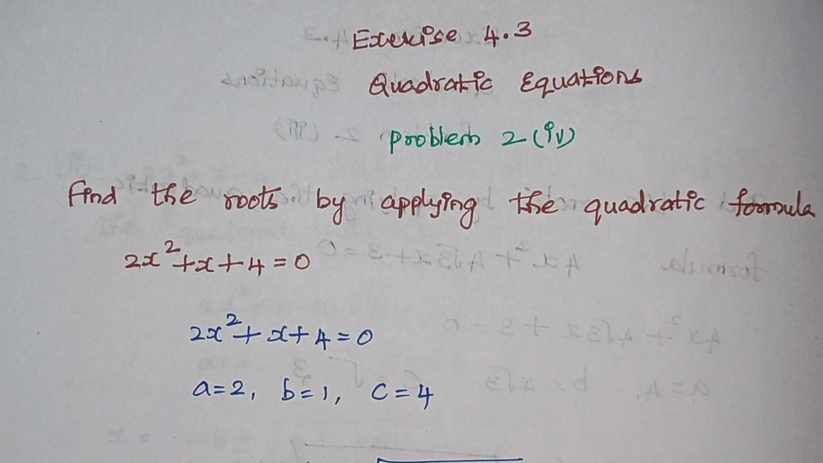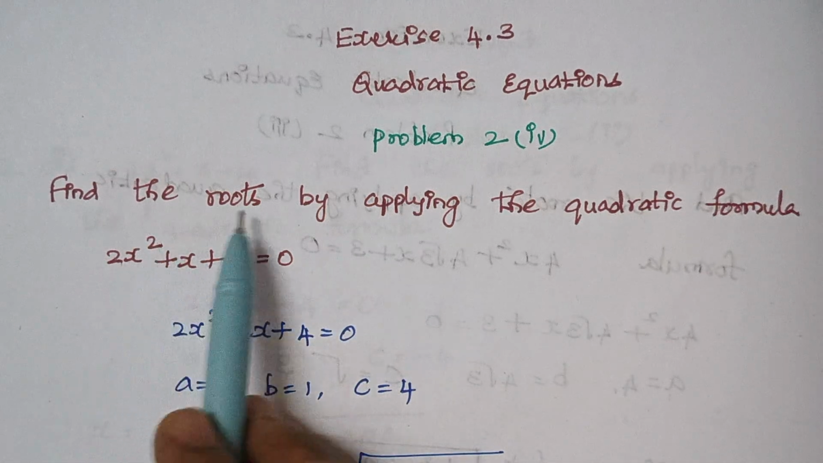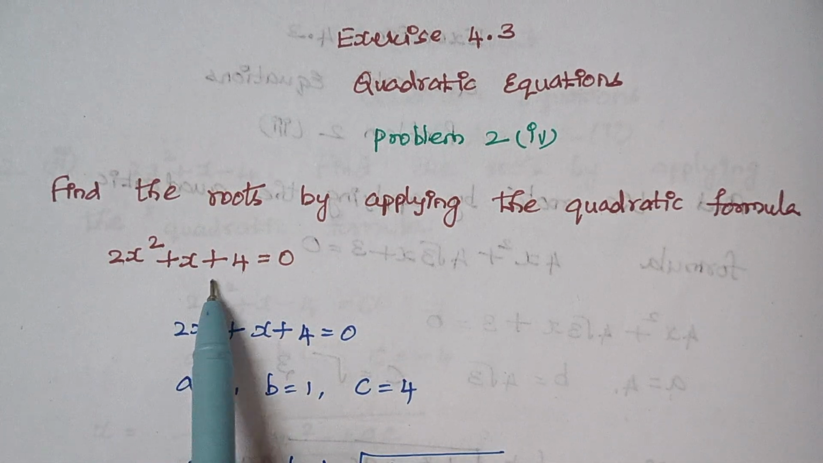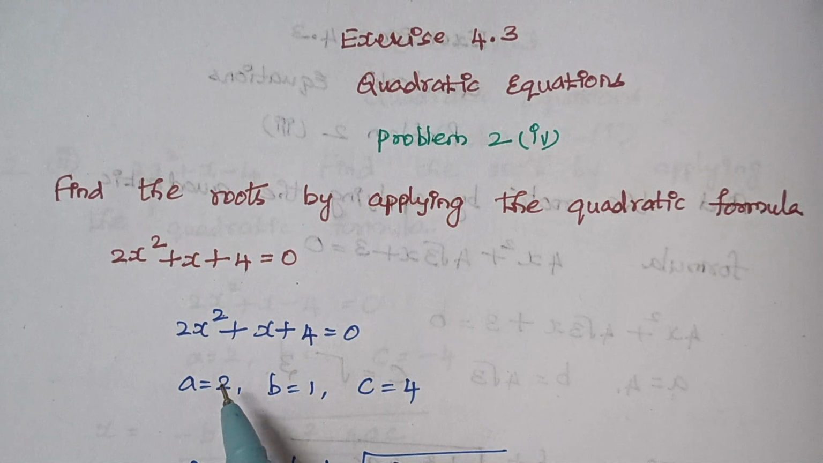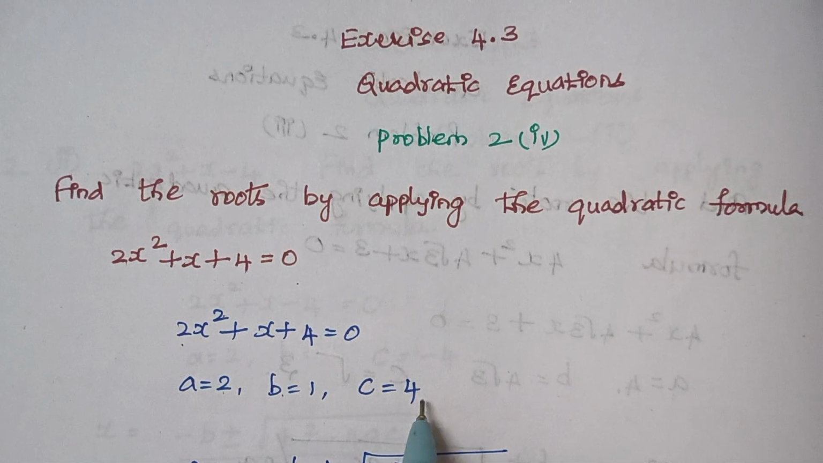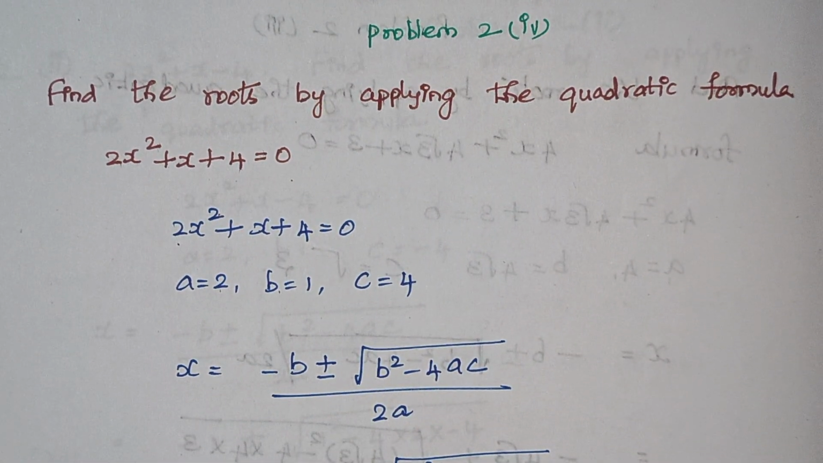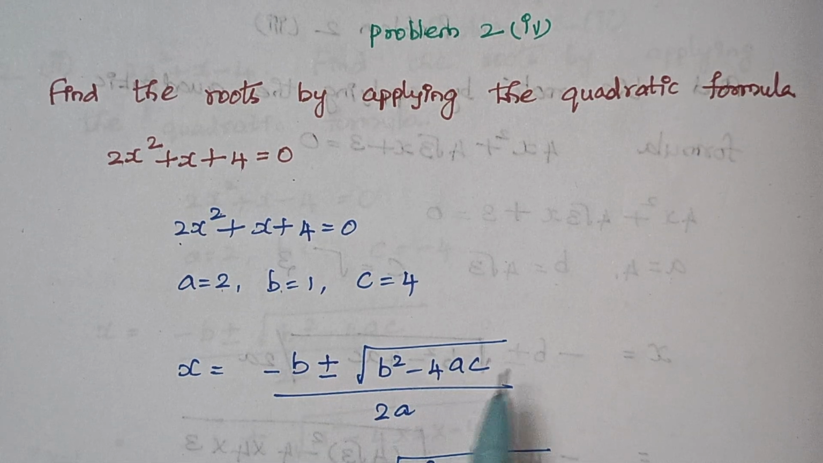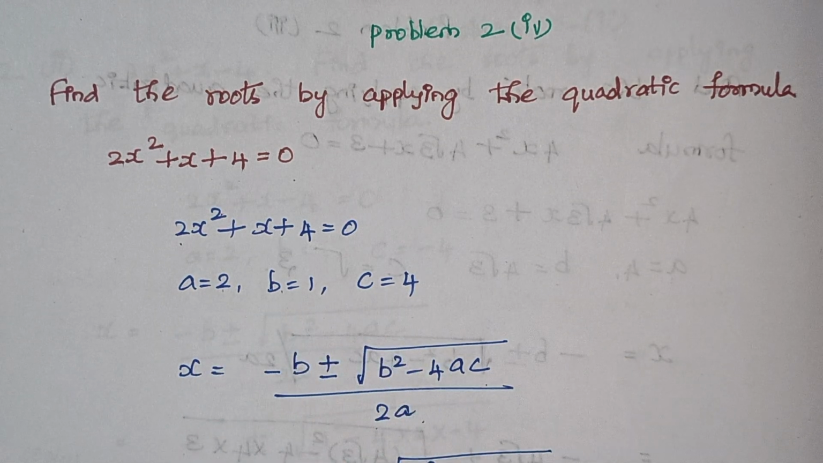Now we are going to solve problem 4, right? That is fourth part of problem number 2. Here the question is 2x square plus x plus 4 equal to 0. So again list down the values of a, b and c. So here the value of a is 2, b is 1 and c is 4. Now the formula here is x is equal to minus b plus or minus root of b square minus 4ac by 2a. So here just substitute the values of a, b and c.